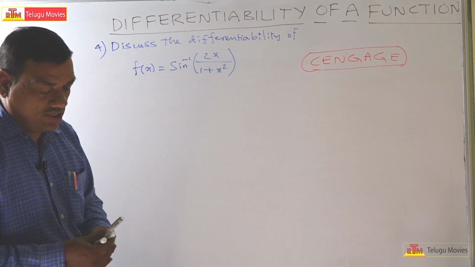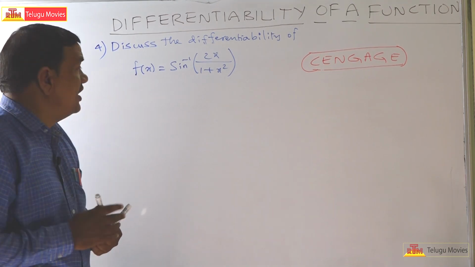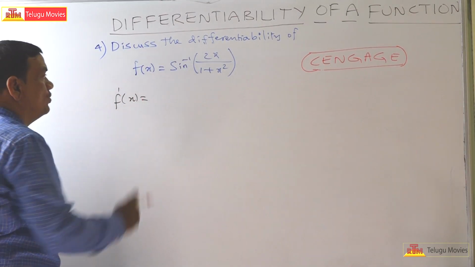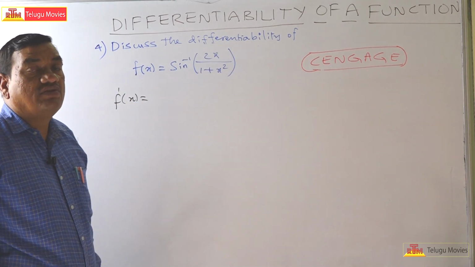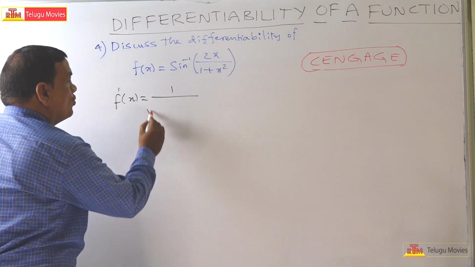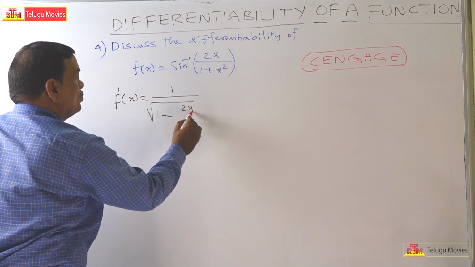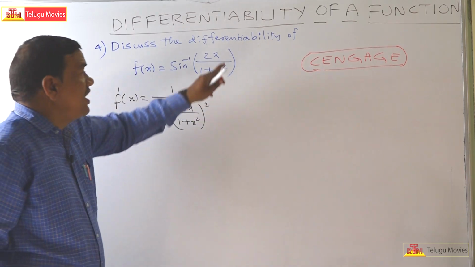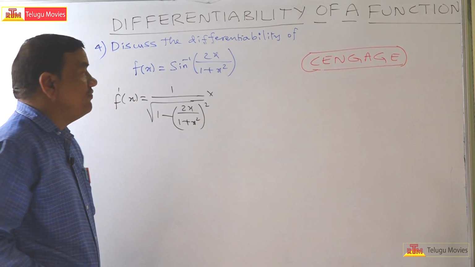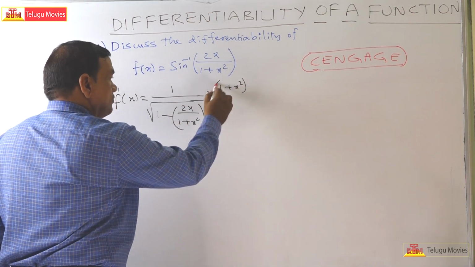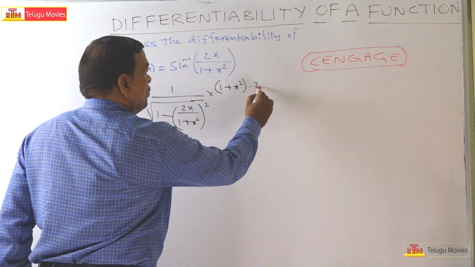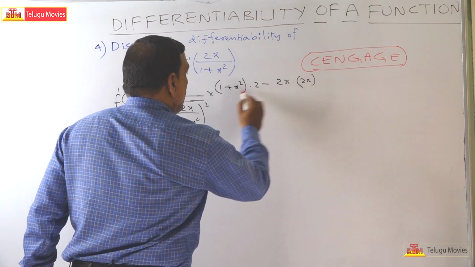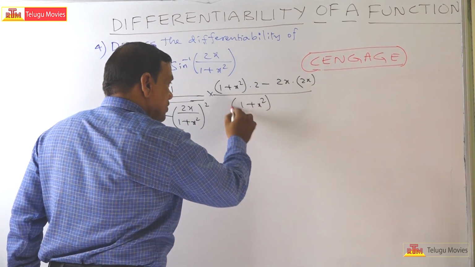Let us see the general procedure. General procedure means what? First, find the derivative of this function. Let us see what happens. What is the derivative of this function? f dash of x is equal to the derivative of sin inverse of x, which is 1 upon root of 1 minus x squared, here 1 minus the square of 2x upon 1 plus x squared, into the derivative of 2x upon 1 plus x squared. Using the u by v formula, that is v into derivative of 2x, which is 2, minus 2x into the derivative of 1 plus x squared, which is 2x, whole divided by 1 plus x squared whole squared.